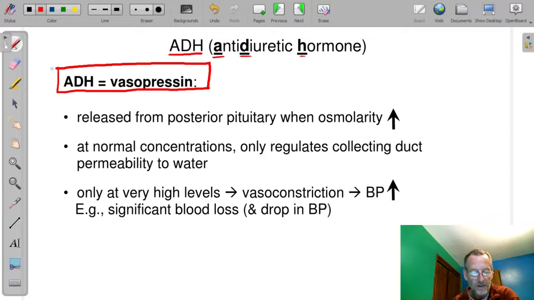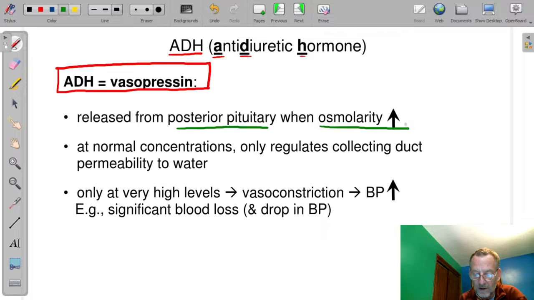That being said, some textbooks use vasopressin, and the illustration on the next slide comes from a different textbook, one that I really like, by the way. So just a couple of notes on ADH. Again, it's released from the posterior pituitary when the osmolarity is high.